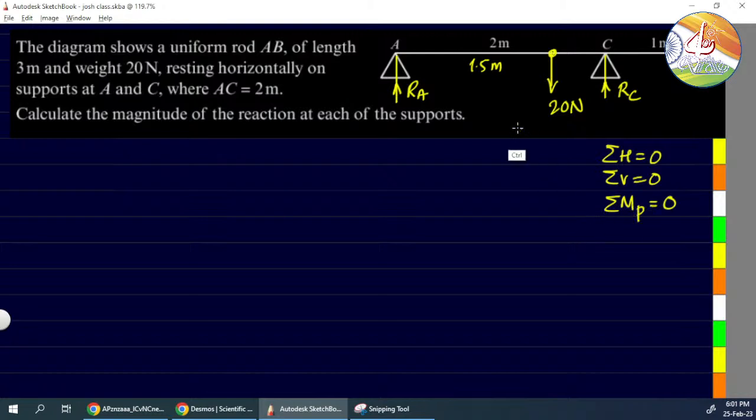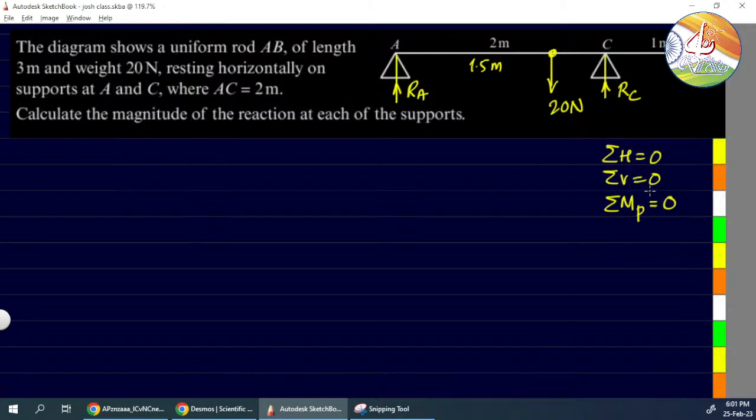This point can be any point. This point can be A, this point can be C, this point or that point. The point can also be away, it need not be on the diagram also. It can be some other point also. About this point also, if you take sum of all the moments, it should be 0 because the object is in equilibrium.